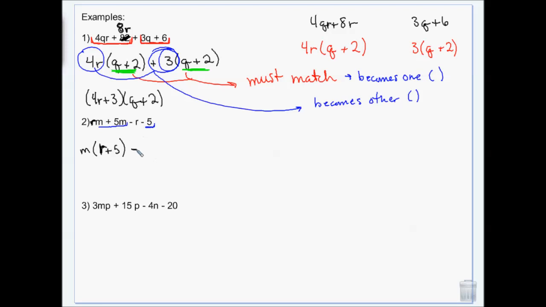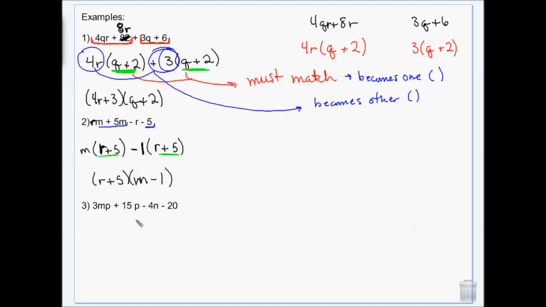So for the second half, it would be a -1. I can factor out a -1 to get R plus 5, because I've got -R and -5, right? So if I take a -1 away, it leaves me with positive R, positive 5. And then these match. So I have one parenthesis that is R plus 5, and the other parenthesis is M.